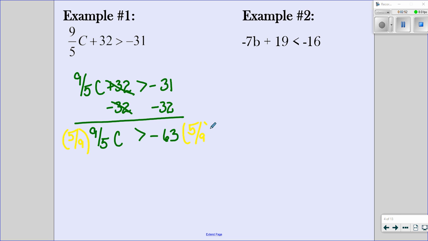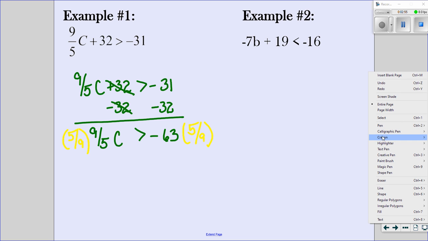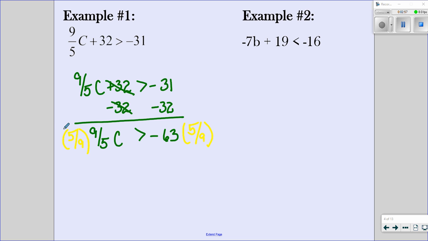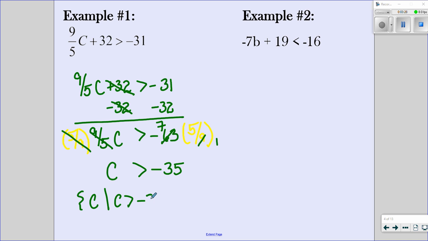And what I do on one side, I do on the other. So this will cancel out. This will cancel out. I'm left with c. And then I just straight multiply. But in this case, I know that 9 can go into 63 7 times. So I'm going to turn that 1 into 7. And then I'll have c greater than negative 35. And if I were to write it in set builder notation, it's c such that c is greater than negative 35.